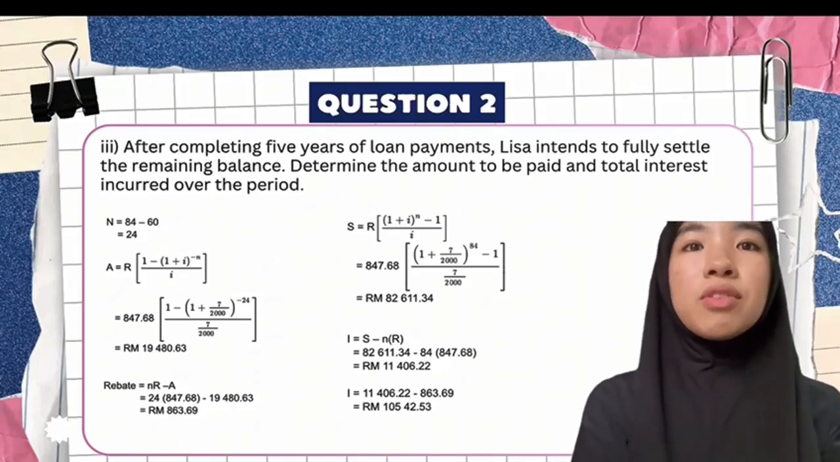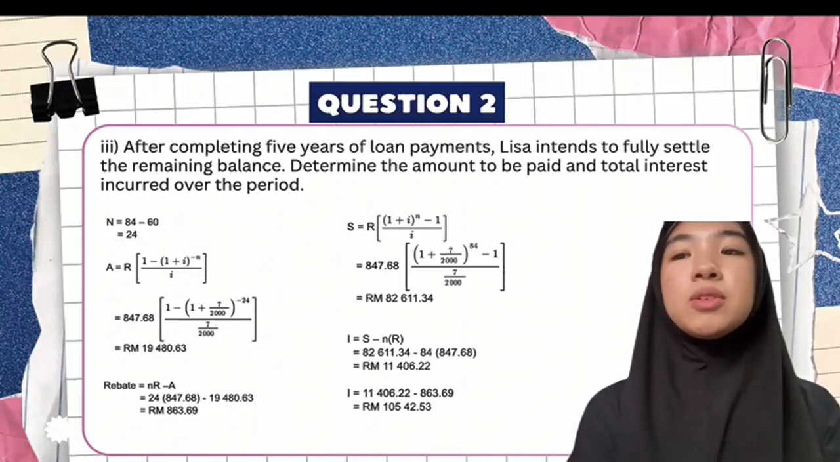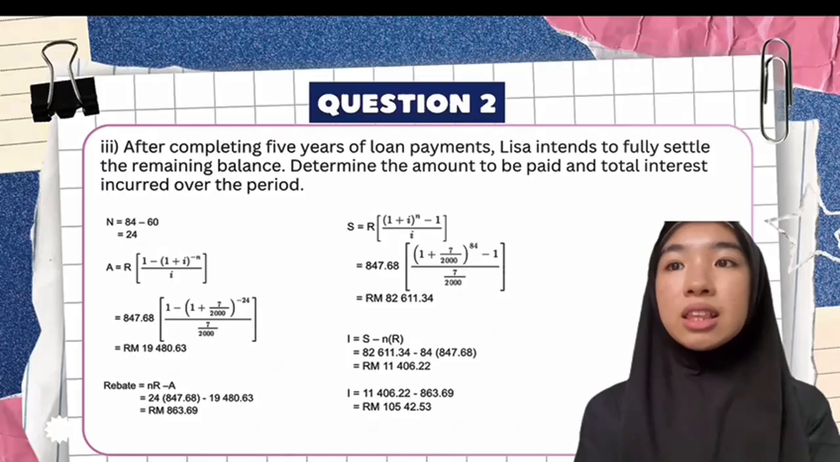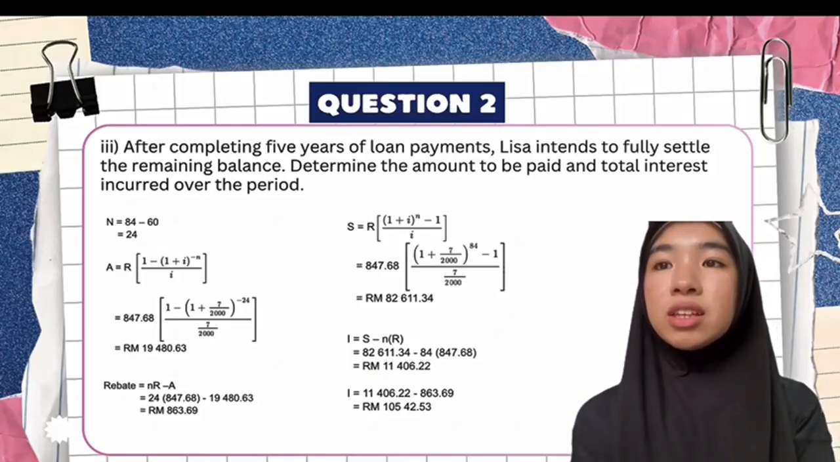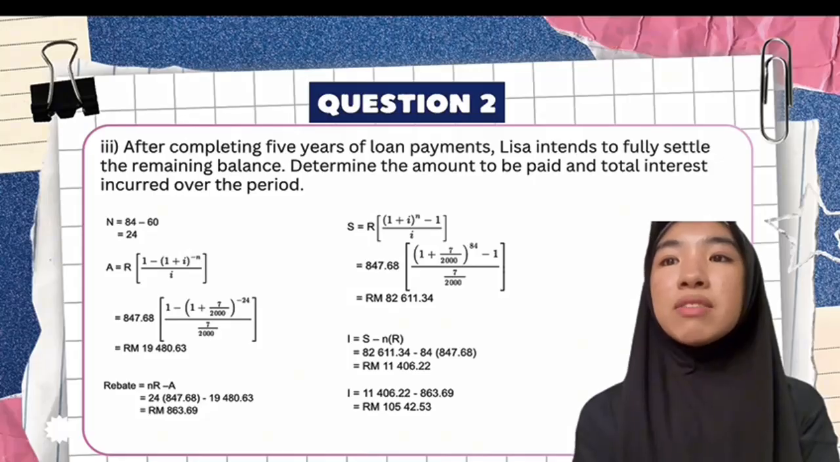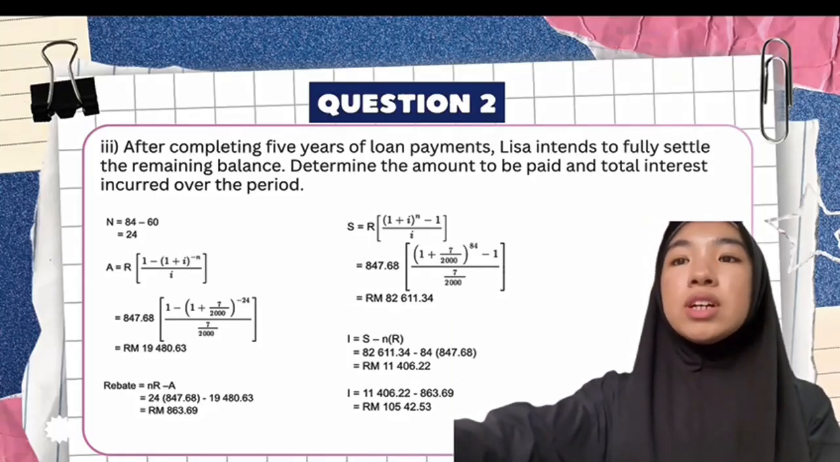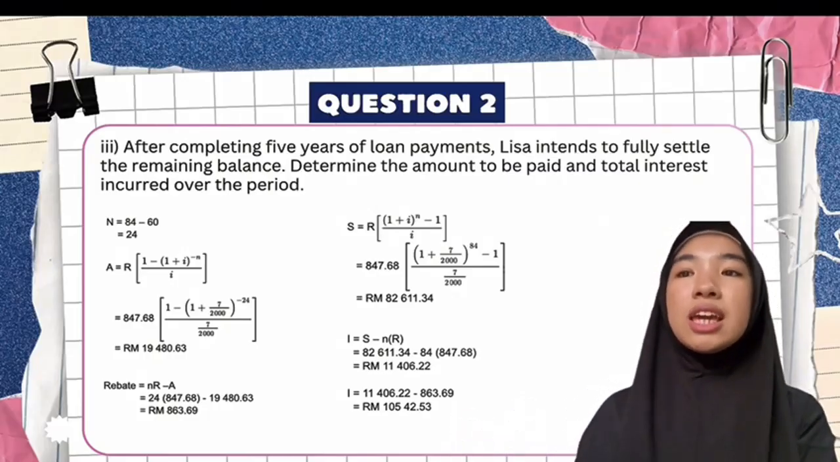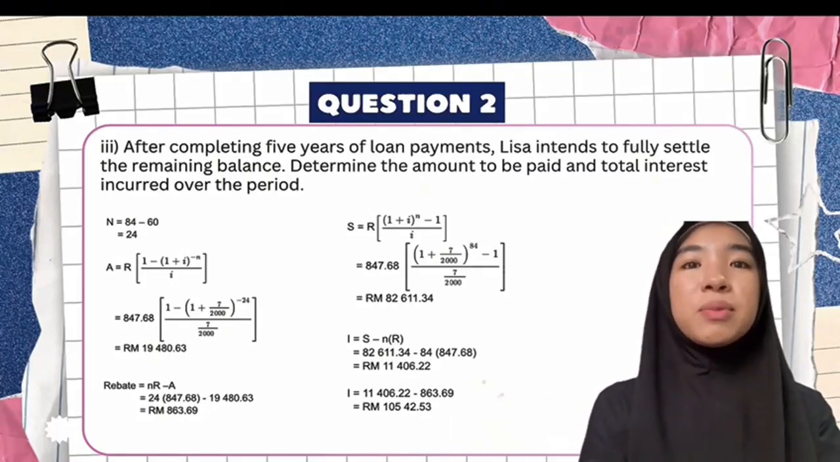After that, to find the remaining balance she needs to settle, we use the annuity equation A equals R[1 − (1 + i)^(−n)] over i. So A equals 847.68 times [1 − (1 + 7 over 2,000)^(−24)] over 7 over 2,000, which is i, and we get 19,480 ringgit and 63 cent. This gives a remaining balance of 19,480 ringgit and 63 cent.